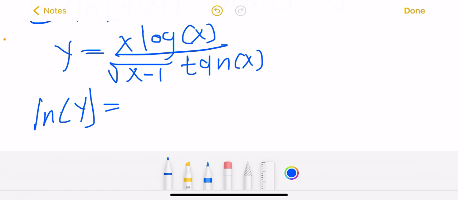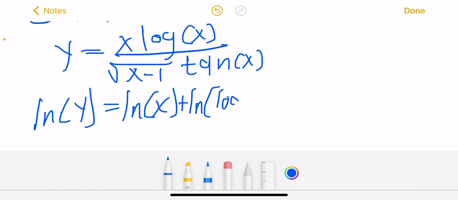So how can we take the ln? We can say this is ln of x, which is the first one, plus ln of log x. Why? This is because the laws of log tell us for x multiplied by log x, multiplication gives us the addition sign. That's why we have ln of x plus ln of log x.